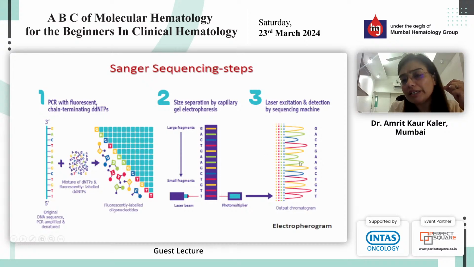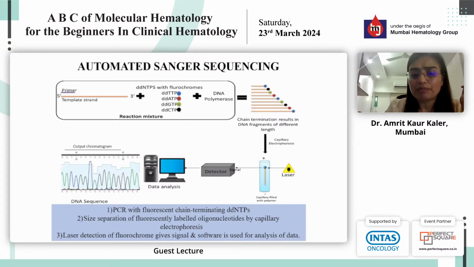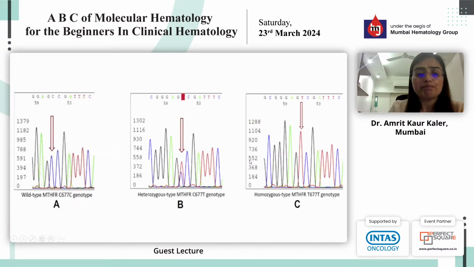In this, you will get a sequence like this. And this is measured in a chromatogram, and then we compare it with the normal reference gene, and then we see whether there is a mutation or not. So this is, I think, the same thing which I was trying to tell. ddNTPs are attached along with that, and this is how the product is formed. Wherever it stops, this fluorescence is detected by a detector, and the data analysis is done here. This is a picture I really liked.